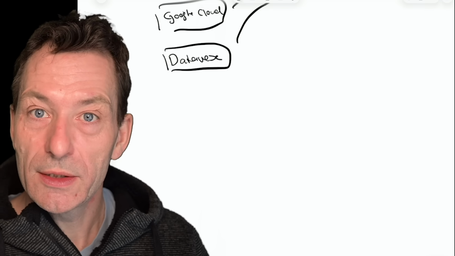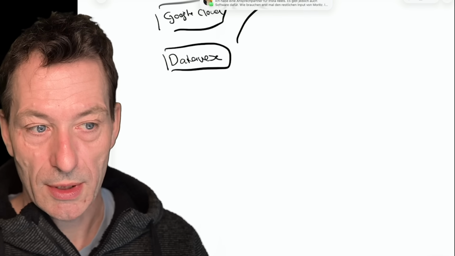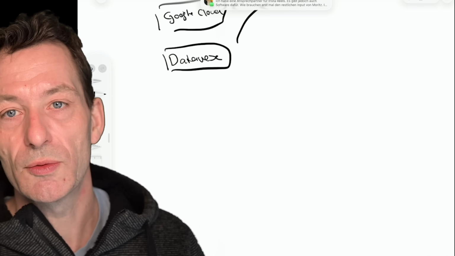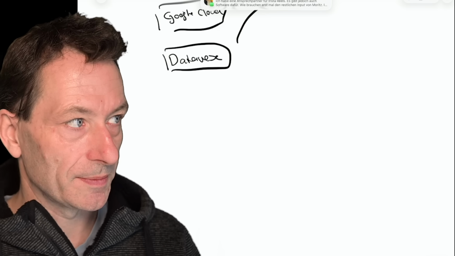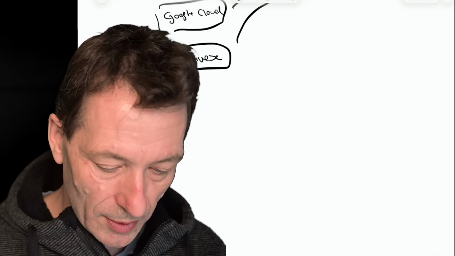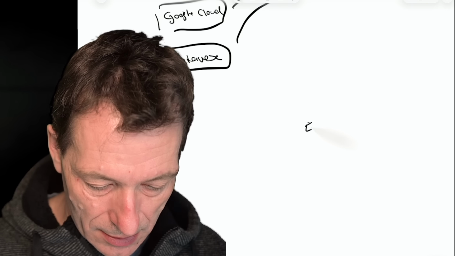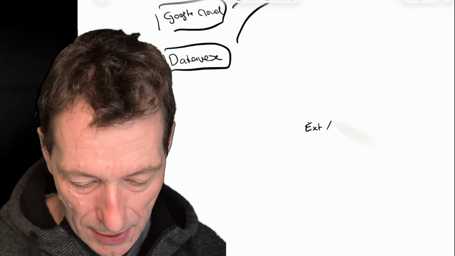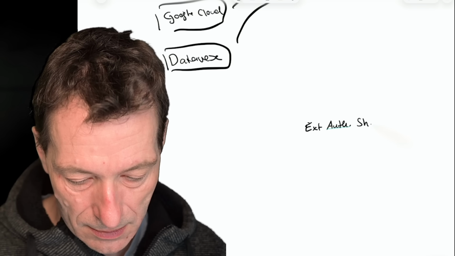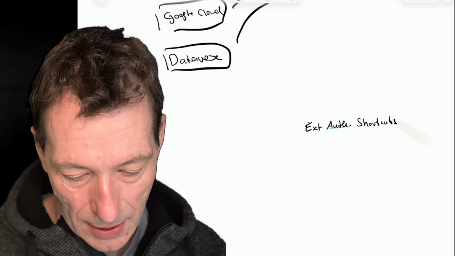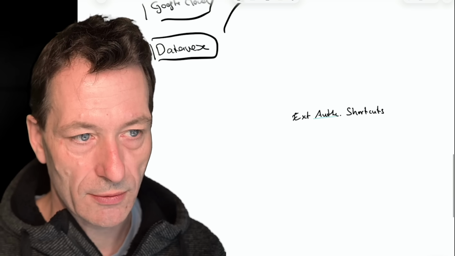The external-internal thing is fundamental to shortcuts. So you have differences between external shortcuts and internal shortcuts, also for authorization. So we have external authorization for shortcuts, and we have internal authorization for shortcuts.